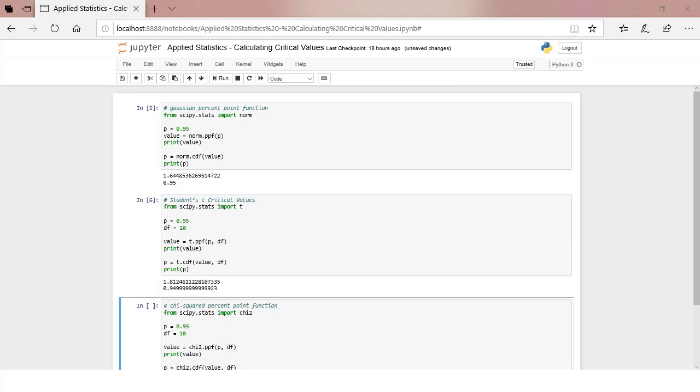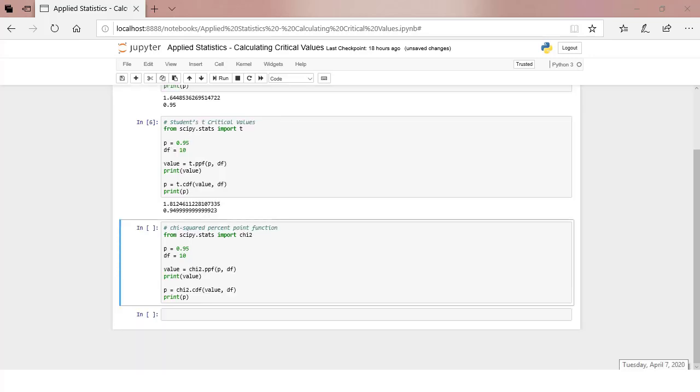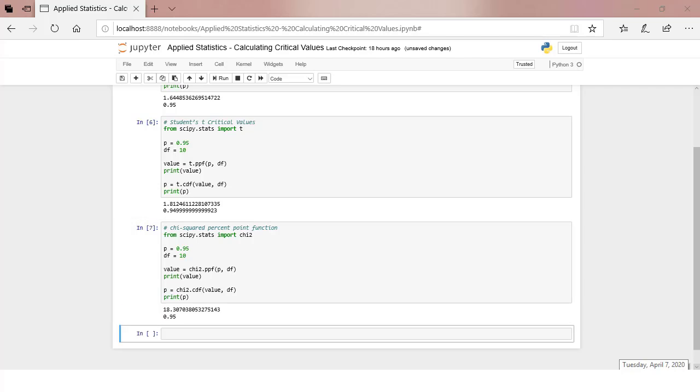Our last example calculates the percentage point function for 95% of the standard chi-square distribution, again with 10 degrees of freedom. Running the third example then calculates the value of 18.3 that covers 95% of the observations from that distribution. The probability of this observation is then confirmed using it as the input to the CDF.